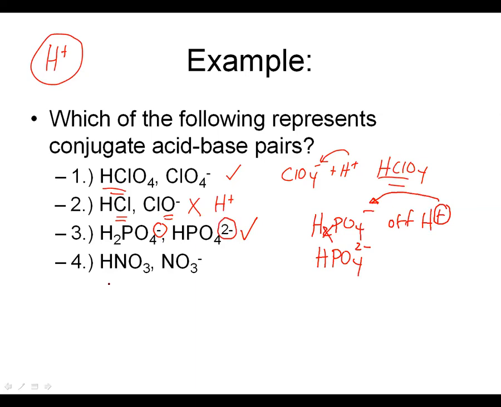And lastly here, our nitric acid and our nitrate is also an H plus. Again, the only difference is we take off the H, and here it's neutral. So when we lose that positive, we become one more negative, and that's how we get to the -1 here. So it looks like everybody is a pair except number 2, not a pair. Any questions on those examples there?